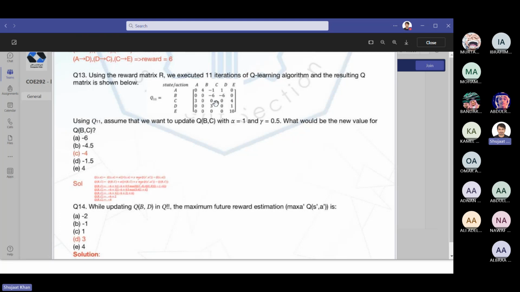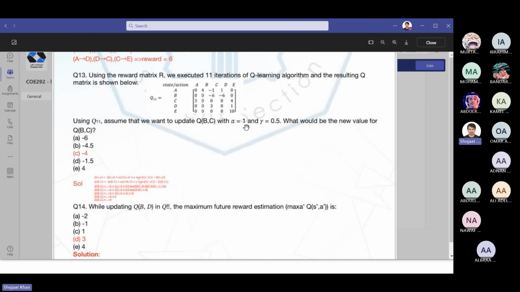Okay, so we have a reward and the Q vector. We executed 11 iterations of Q learning and the resulting Q matrix is shown below. So this is the Q matrix after 11 iterations. Alpha is 1, gamma is 0.5.